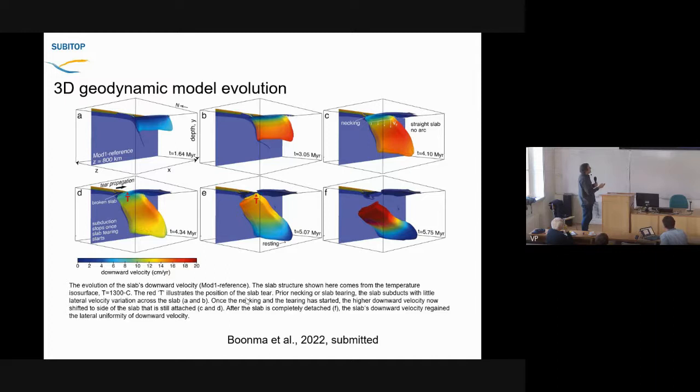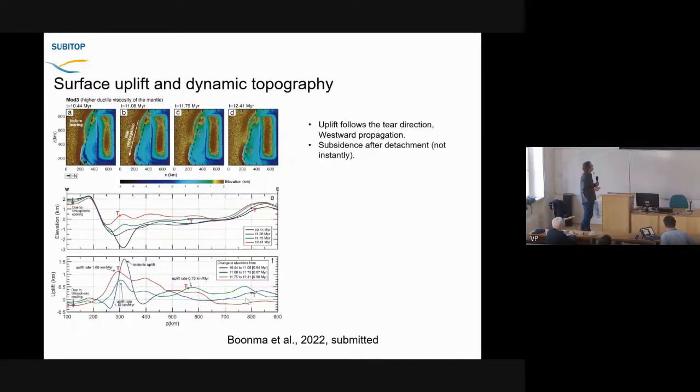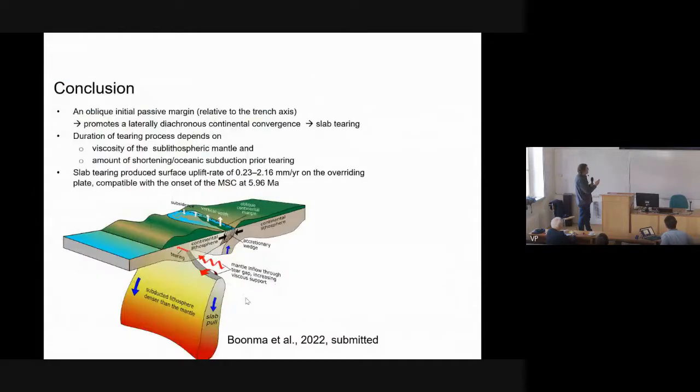So why is this important? Because this means that at the same time that you have uplift in the areas where it has been detached, you have some sinking in the areas where the slab is still attached to the upper plate. Okay, well, let me skip this, but the interpretation of all this is essentially what you see in this cartoon.